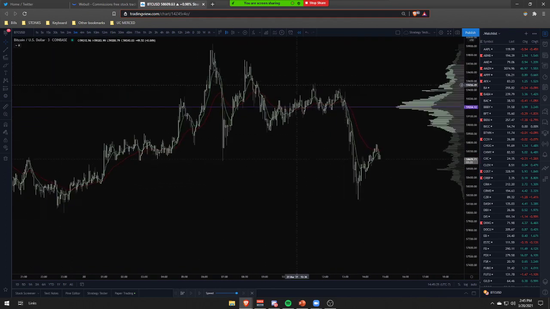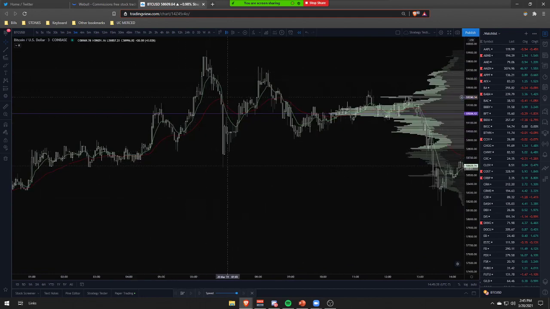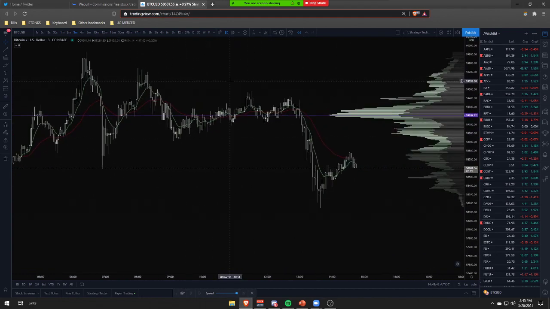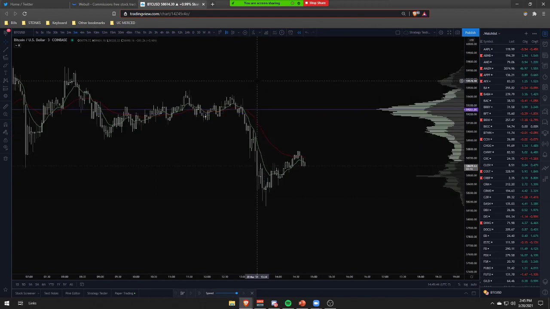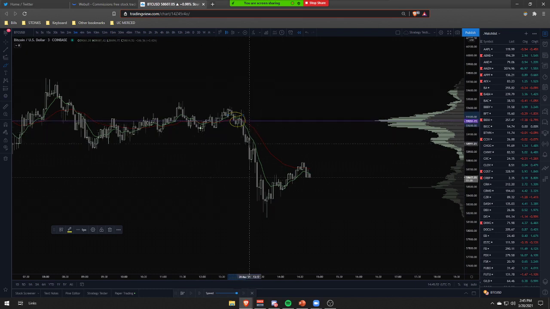So 934 breakout. Anytime the 9 crosses the 34, so our 9 is our green and our 34 is our red. I typically use this to get into a play. This to me is my entry. When the 9 crosses 34, I'm in puts.